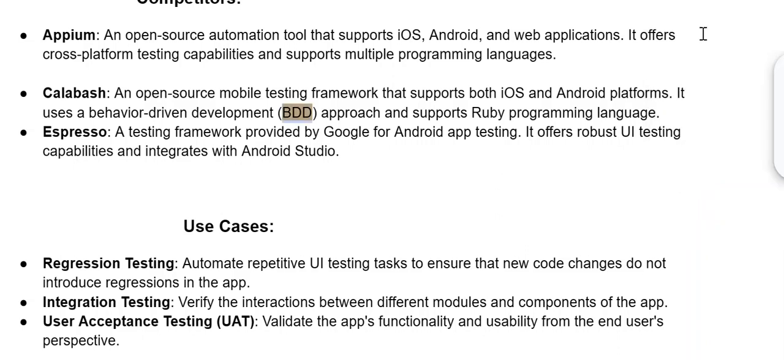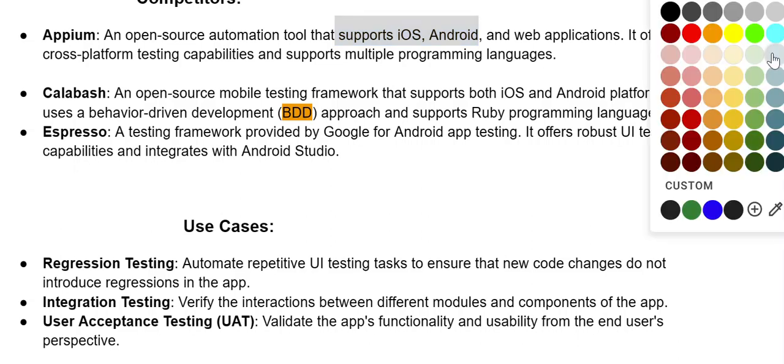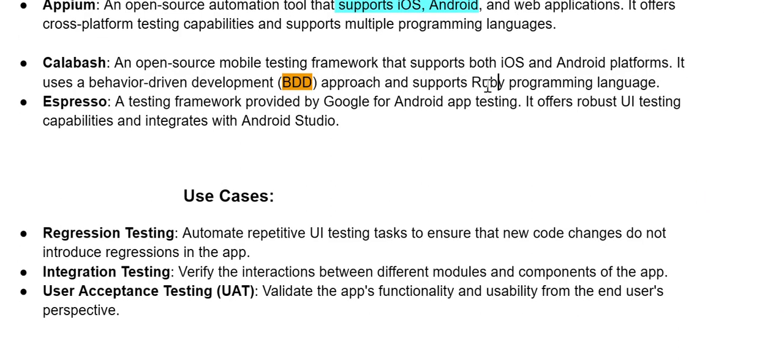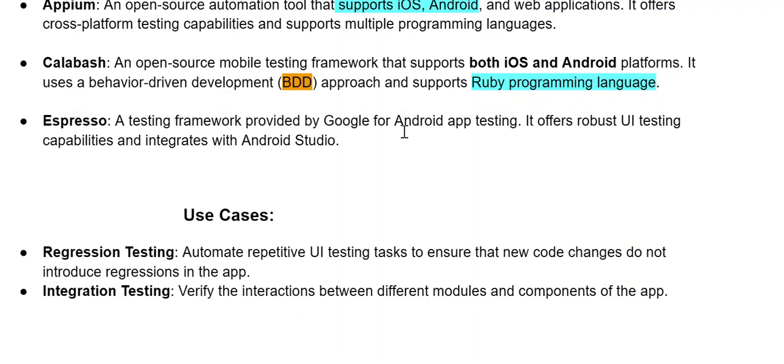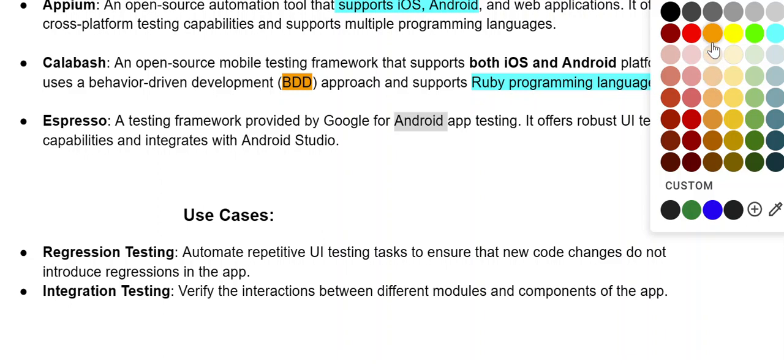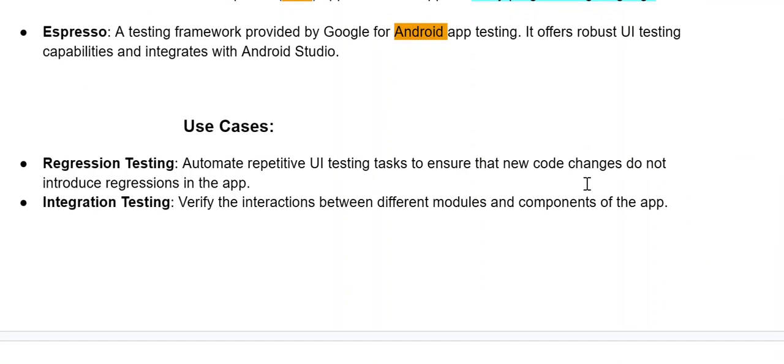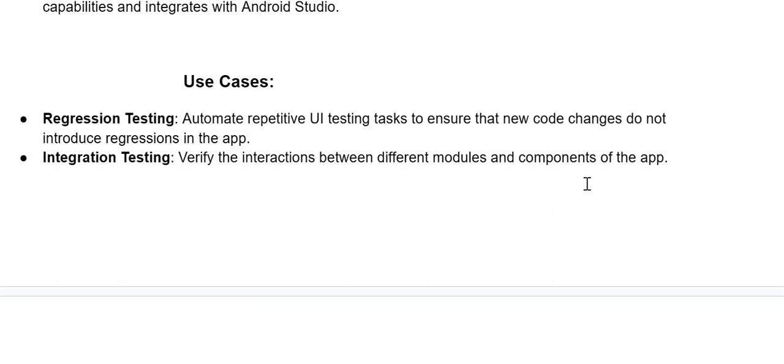Okay, it supports iOS and Android, and supports the Ruby programming language. And Espresso. Espresso is for Android. Okay, Espresso for Android, used in Android Studio.